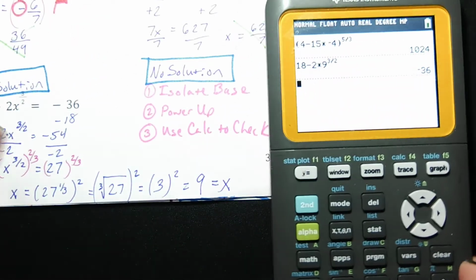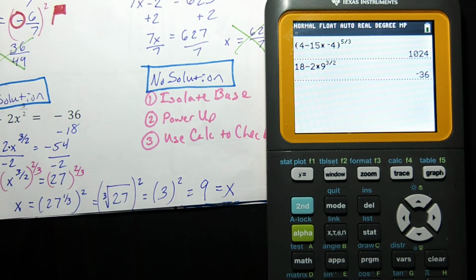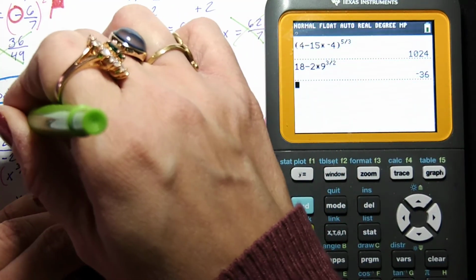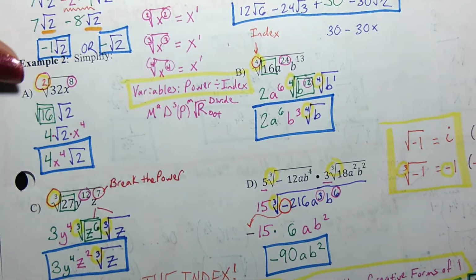We do need to check ourselves, and here's where our calculator comes into play. 18 minus 2 times 9 to the 3/2. And we see that that gives us a negative 36, which is what we wanted it to be equal to on the other side. So x equals 9 is indeed our solution. And congratulations, folks, because that marks the end of Unit 7.